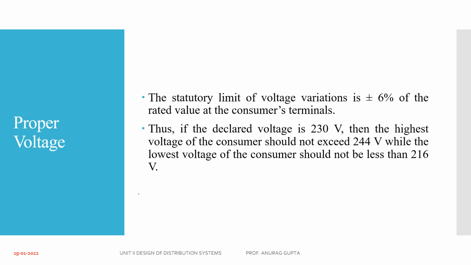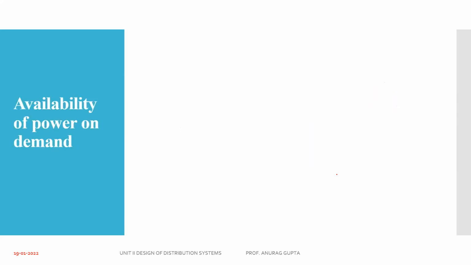I've given an example, you can see it on the screen. If the declared voltage is 230 volt, declared meaning rated voltage, and if I'm taking a plus minus 6% range, then the highest voltage at the consumer should not exceed 244 volt, and the lowest is 216 volt. Nothing else, I've just taken the voltage of 230 volt, plus 6% and minus 6%. Clear? That's your voltage selection. How can you select the voltage for a consumer level or distribution system?